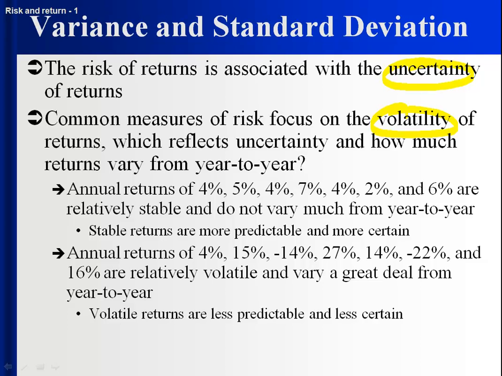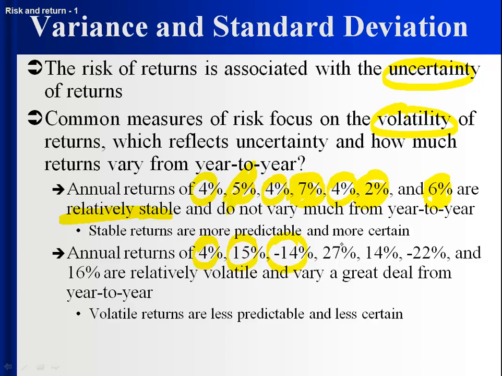So, for example, suppose we had annual returns of 4%, 5%, 4%, 7%, 4%, 2%, 6%. Those are relatively stable. There's not a lot of variation. They're more predictable. You can see pretty much every year comes up somewhere around 4%. You might have 5 or 7 or 6 and be a little bit above. You might be at 2% and be a little bit below, but returns tend to be pretty stable from year to year, relatively predictable.